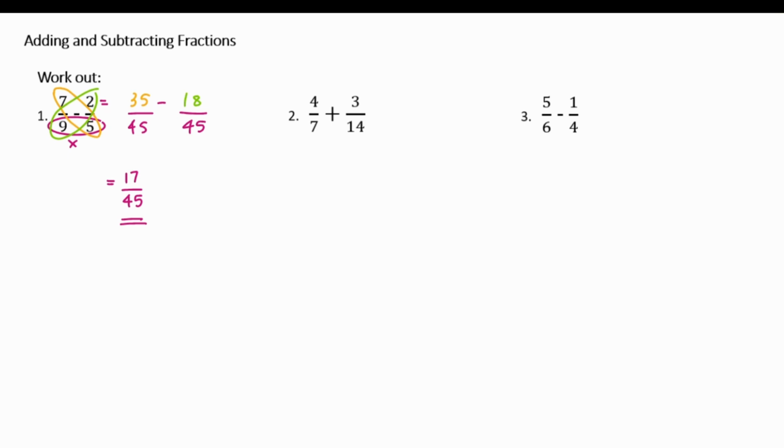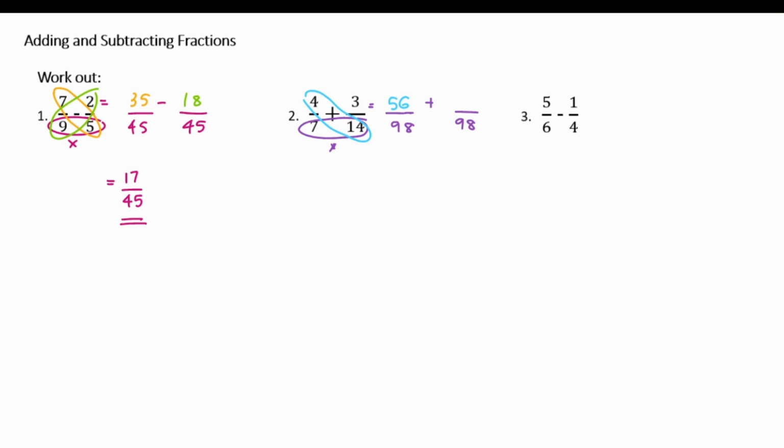For number 2, we are first going to need a common denominator for both these fractions. And to do that, we can multiply 7 by 14. 7 times 14 gives us 98, so we can put 98 as our common denominator. To get the first numerator, we multiply the first numerator, which is 4, by the second denominator, which is 14. 4 times 14 gives us 56.